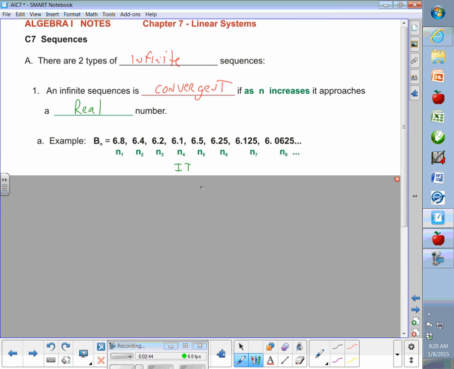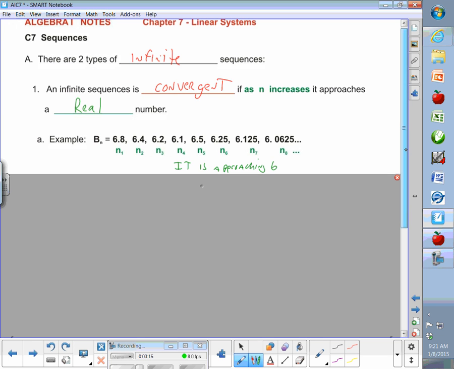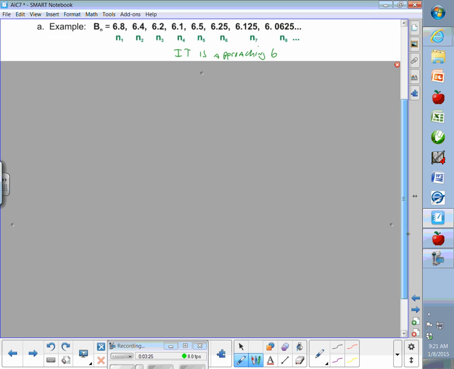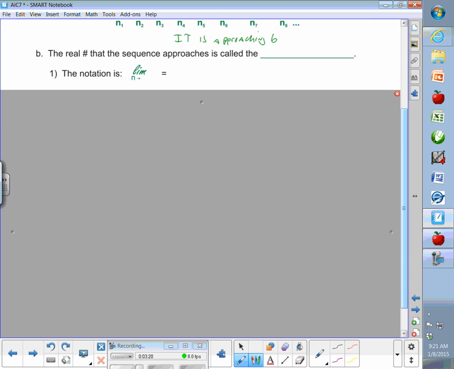So I'm going to write underneath, it is approaching, and what is it approaching? Anybody? John? What real number? It is approaching 6. You notice the decimal part is getting smaller and smaller. And so this is approaching 6. Okay, it's a convergent sequence. It's approaching a real number. And we've already talked about the real numbers and what they are, and they involve all the different number sets.